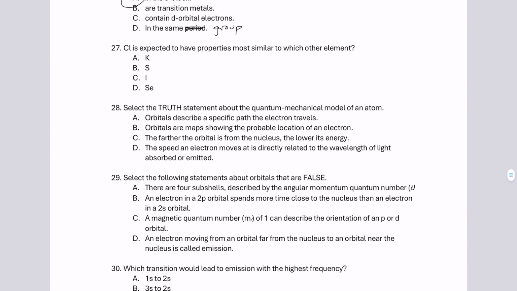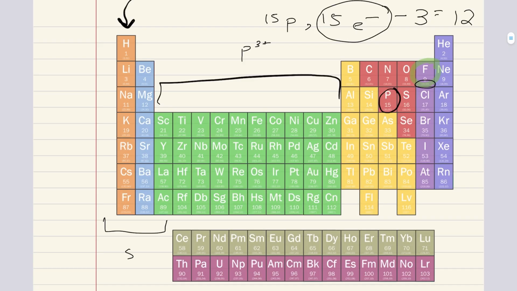27 says, chlorine is expected to have properties most similar to which other element? Let's locate chlorine on the periodic table. Chlorine is right here. Now, an important fact to keep in mind is that elements within the same group share similar chemical and physical properties because they have the same number of valence electrons. Halogens all have 7 valence electrons, and they readily gain 1 electron to achieve a stable noble gas configuration.